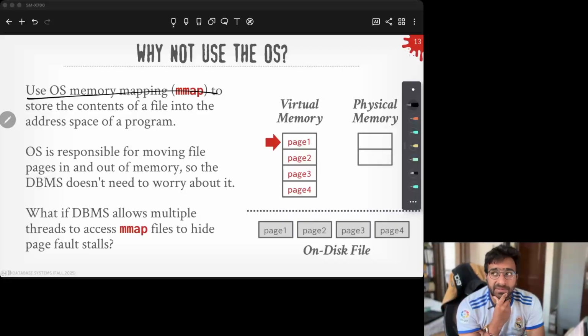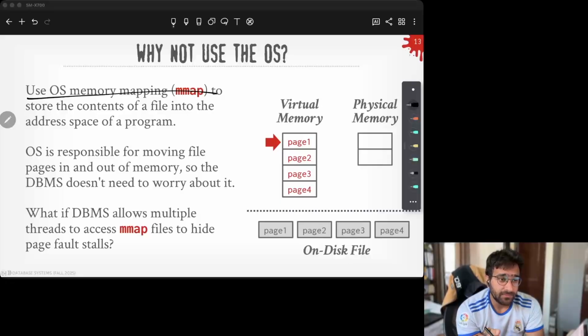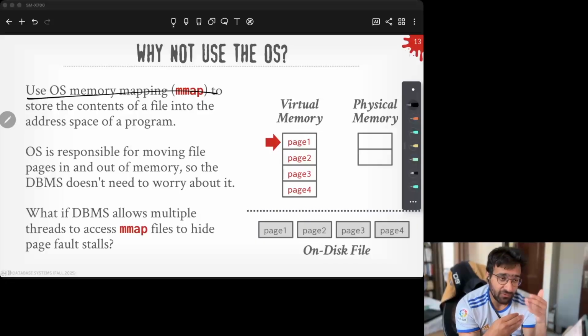Another problem with mmap is that when you request a page and it's not in memory, the OS will page fault you. It will give you a page fault, but it will not show you that it's page faulting. It will page fault in the background, and by the time it goes and gets that page, your thread has to just wait for it. So you're wasting CPU cycles waiting on the process as well.